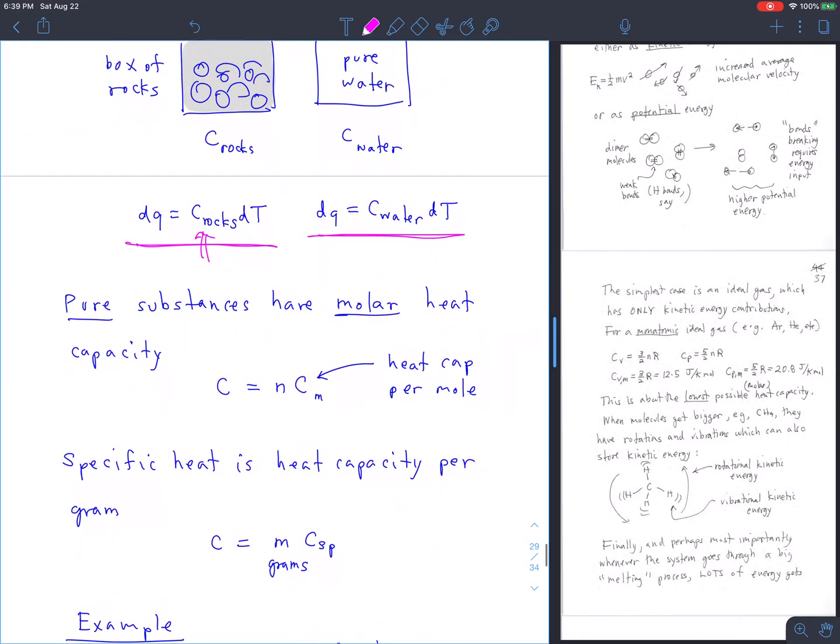But in the water case, you can talk about the molar. You can't really talk about the molar heat capacity for rocks, because there's a whole bunch of different stuff in there, and there's no single substance you can even identify necessarily. But in the case of pure water, you can look up in tables a molar heat capacity. The little m there means molar. And then the total heat capacity is however many moles you've got times the molar heat capacity, of course.